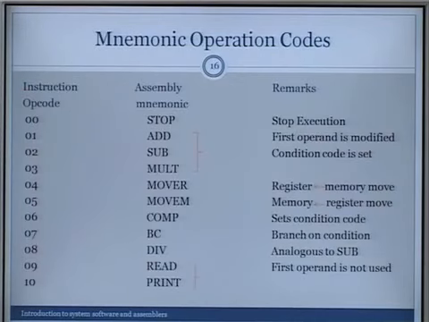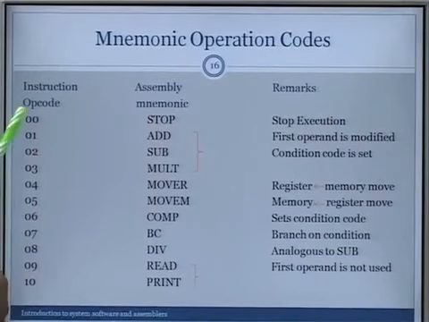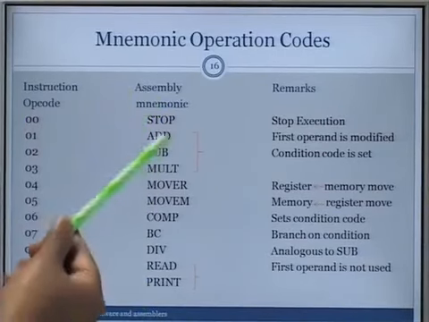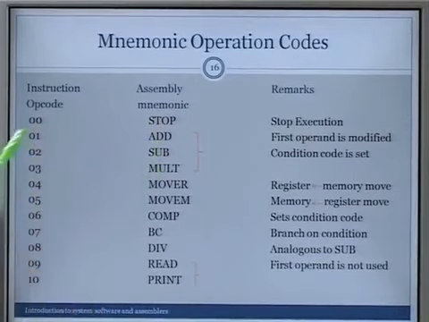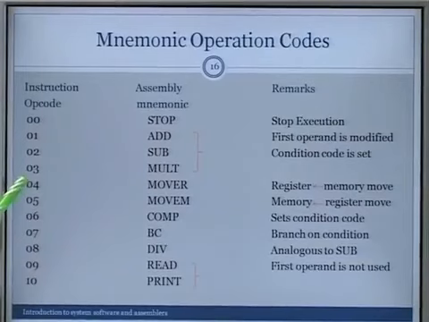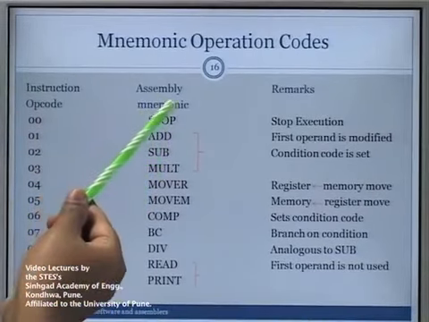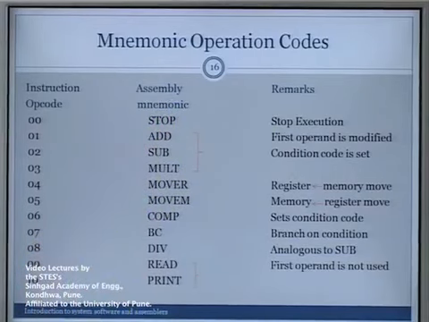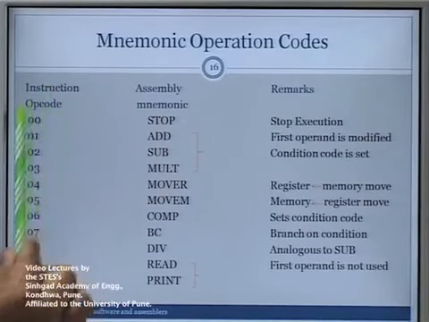These are the mnemonic operation codes that are present for our assembly level language program. These are the instruction opcodes that are given for these mnemonics. For stop the code is 00, for add, sub, multiply it is 1, 2 and 3, and similarly for others. Now if we look at the mnemonic stop, it basically is asking the assembler to stop the execution, and it has an instruction opcode 00.